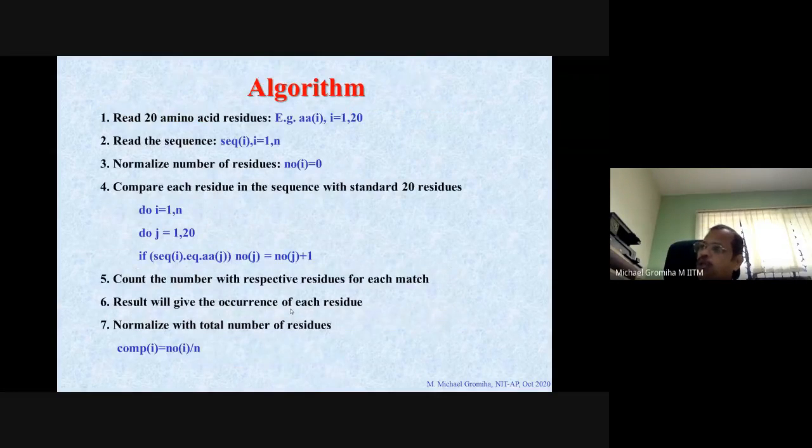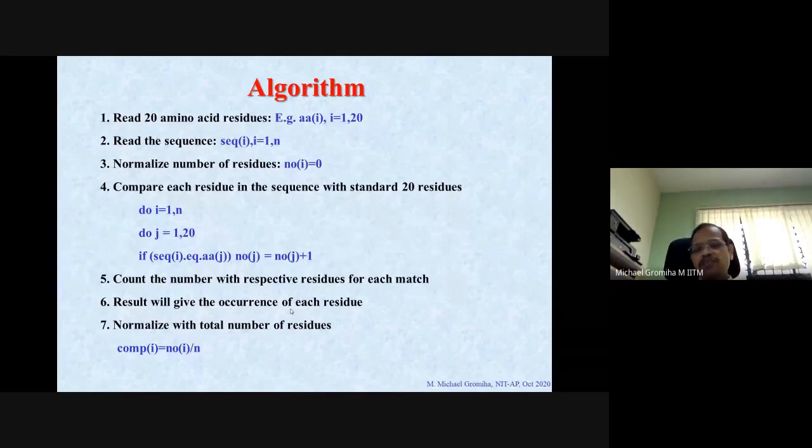Okay, so we can write an algorithm. How do we computationally calculate this for one protein? You can easily do it. But if you have thousands of proteins, right? How many protein sequences are in the UniProt database? How many sequences are in the UniProt database?